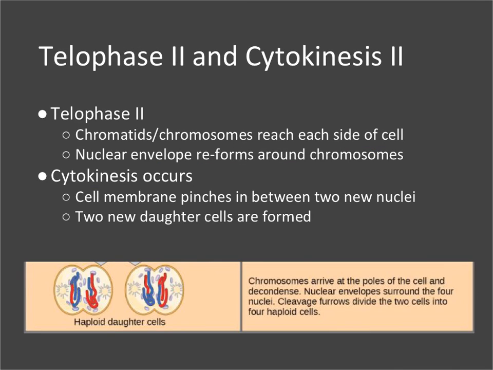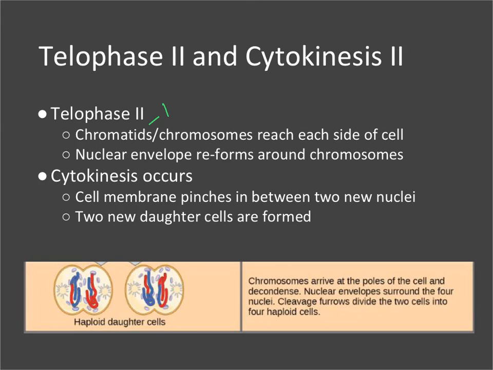And then telophase 2 is just where the chromatids, which now we only have one chromatid, so each chromatid is now considered its own chromosome. So these new chromatids, which are now just new chromosomes, are going to reach either side of the cell, and the nuclear envelope is going to reform around those chromosomes. Cytokinesis is also going to be happening, which is going to ultimately pinch the entire cell into two new cells.